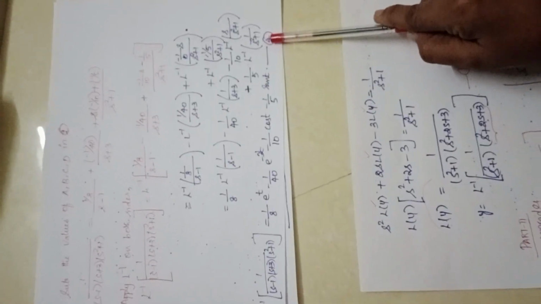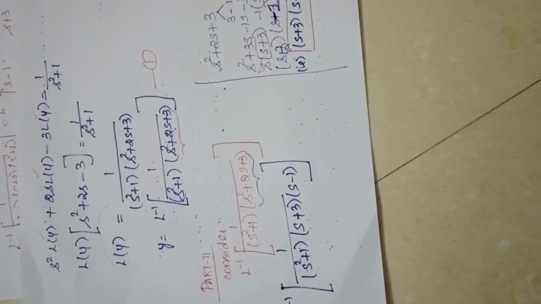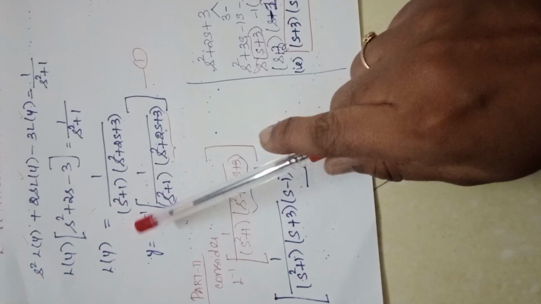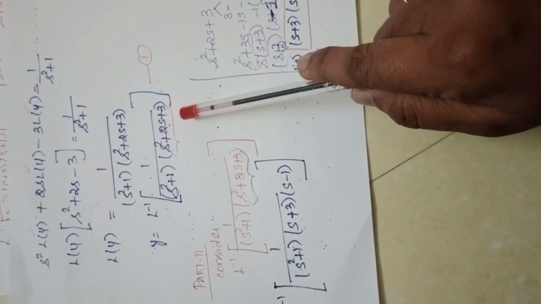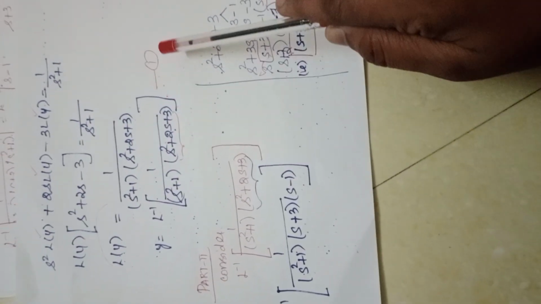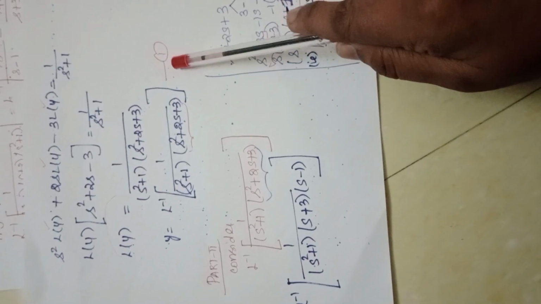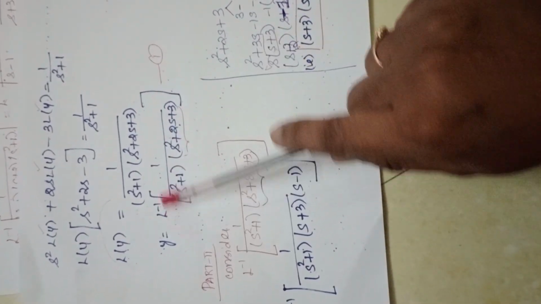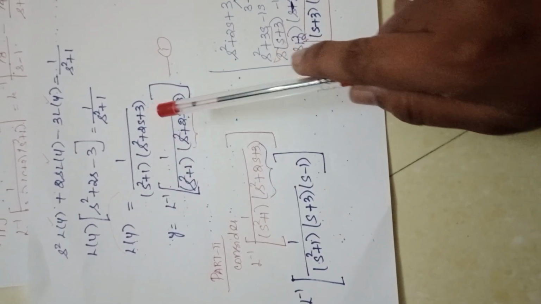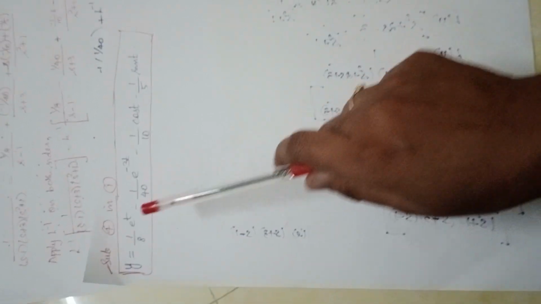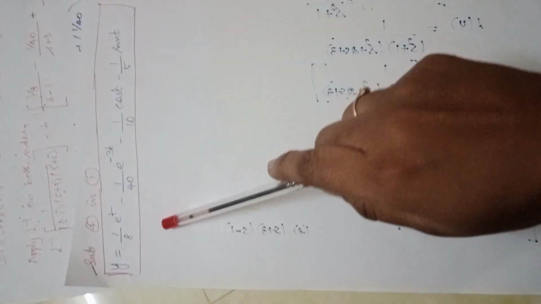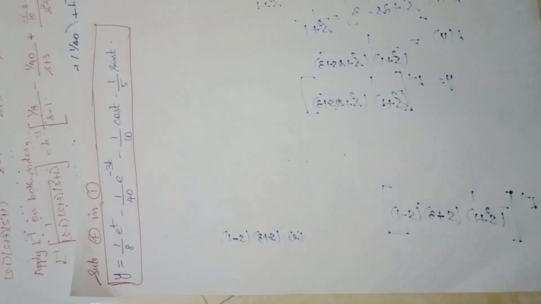So now we have come down to the final part of our solution. We see y is equal to L inverse of 1 by s square plus 1 into s square plus 2s plus 3, which is called equation 1. Here what is inside this L inverse we found as equation 4. We are going to substitute this 4 in equation 1. That is what we say, substituting 4 in equation 1 is going to complete our solution, and this is our answer.